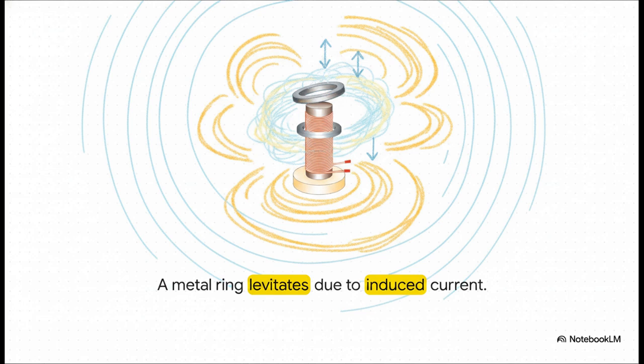Because AC power constantly changes its direction back and forth, meaning the magnetic poles of the coil are constantly flipping. This rapidly changing flux induces a strong current right there in the metal ring. That induced current turns the ring into a magnet of its very own, which pushes back against the coil's magnetic field, perfectly fighting the force of gravity. It's like magic, but it's just physics.